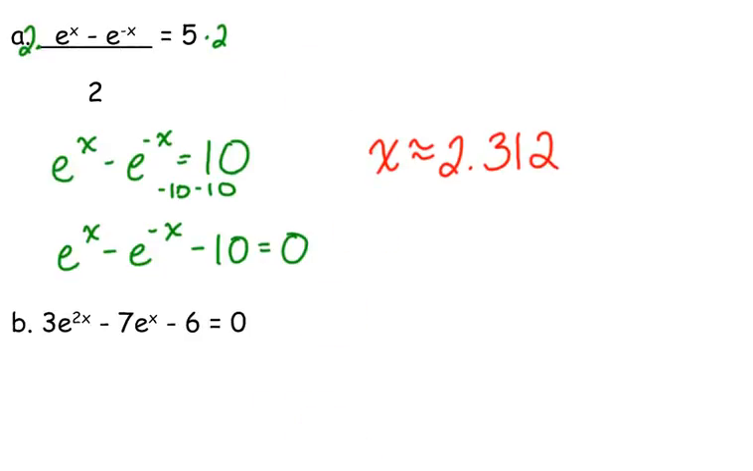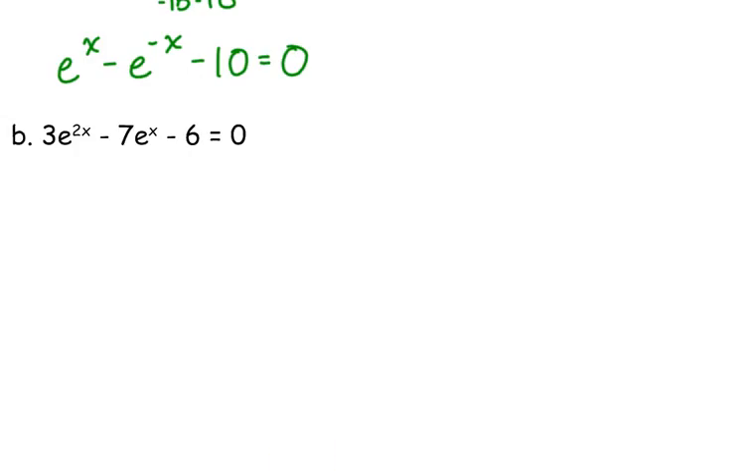Now, B, we are going to factor that because it's not that difficult. It's kind of like the trig functions that we had that were quadratics. We're going to approach it kind of the same way. We have 3e to the 2x minus 7e to the x minus 6 is equal to 0. Okay, so we are set up prime for factoring at this point.